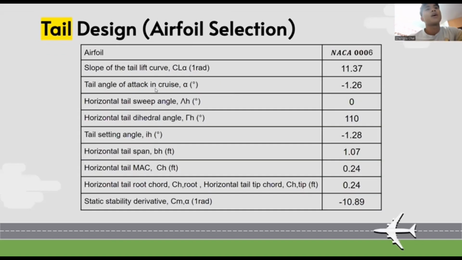And this is the parameter for the airfoil. Now, finally, we calculate the horizontal tail span, which is 1.07 feet, and the chord is the same throughout from the root to the tip, which is 0.24 feet. And finally, we calculated the static stability to ensure that the tail design is stable for the aircraft, and we get a negative value.